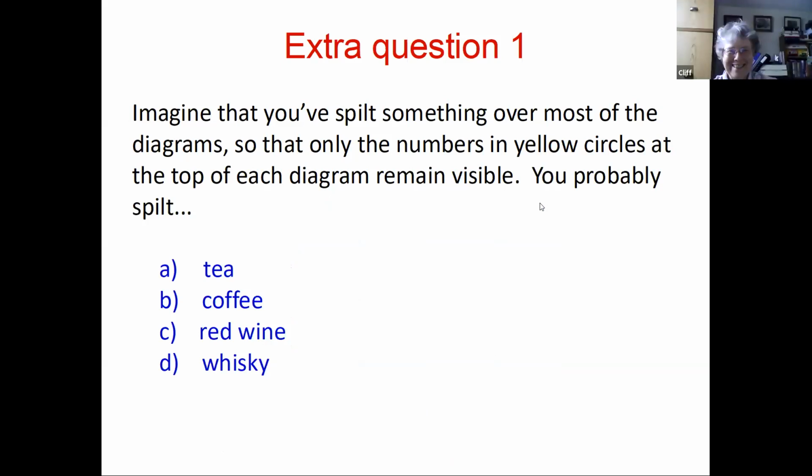More of a social question than a ringing question. If it was me and I'd spilt something over it, would it be tea, coffee, red wine or whiskey? I'll give you a minute to think about that. Probably won't go around the room asking which. For me, it would very definitely be red wine. I think I'm very good at spilling that. Coffee would probably be my number 2 answer. I've got a list of answers here, and you'll be pleased to know they're all listed as correct answers for that.